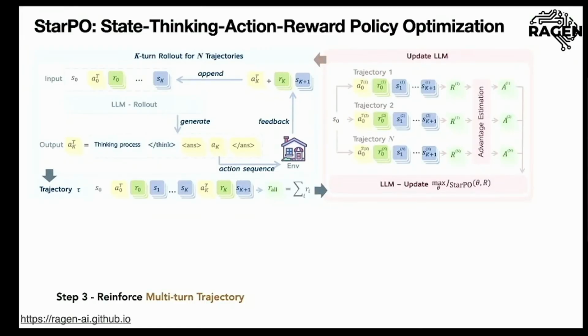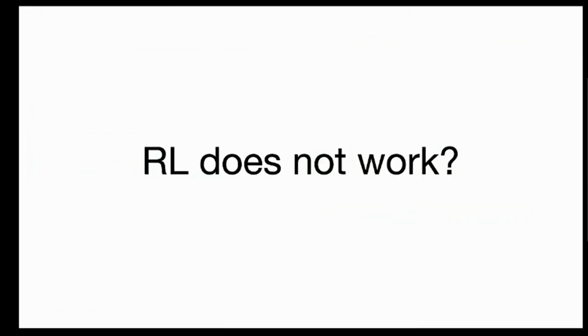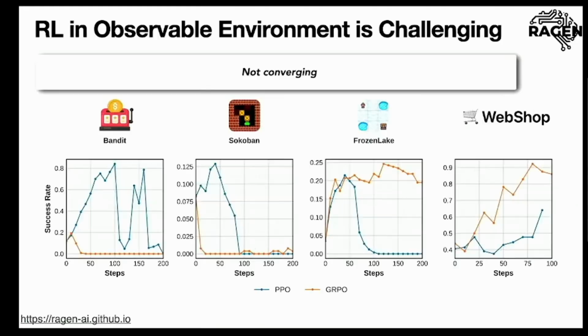We leverage multiple trajectories to see whether the model can learn from them which trajectory is correct. Surprisingly, if we directly apply this kind of multi-turn trajectory learning using an RL algorithm, it does not work. For example, in very simple environments like the bandit machine, Sokoban, and frozen lake environments, the success rate first rises a little bit, then drops dramatically to 0. It basically means the model collapses. It's very surprising to us, so we were thinking, why? What happens?